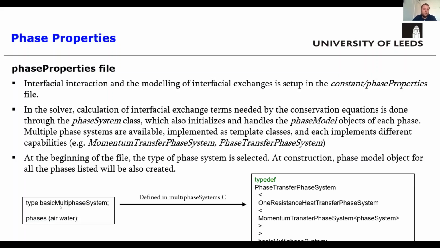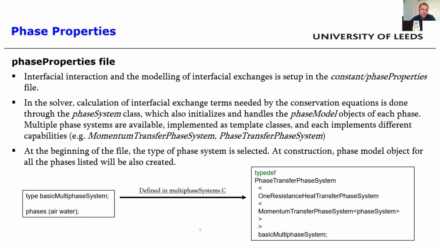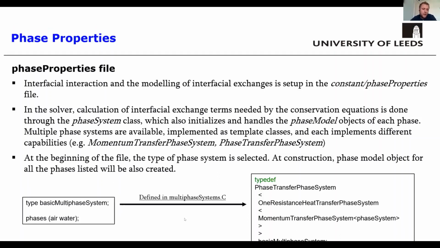Here at the beginning, the first thing we declare is the type of phase system we want to use, which is basic multi-phase system in this case. What does that mean? That is defined in the multi-phase systems .C file, and you see on the right its definition. So we have the momentum transfer, but also heat transfer activated, and also mass transfer activated. We don't use those in this example, but that is the most basic phase system that is available. After that, we declare the phases we want in our system, so two phases, air and water.